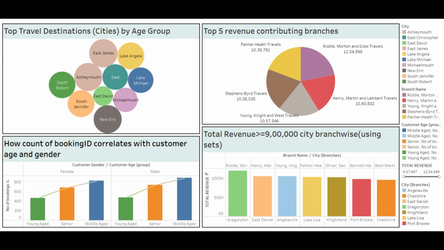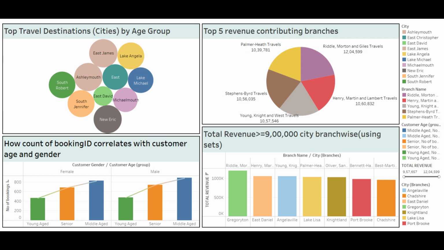The next thing is the top 5 revenue contributing branches. Here we are getting the top 5 branches, so that the travel agency will get insight into where they can invest. The next thing is how the booking ID correlates with the customer age and gender. Here we have used a group in which there are young age, senior, and middle age.